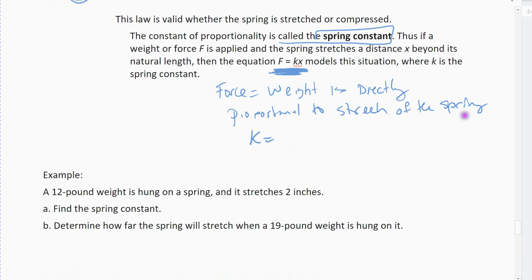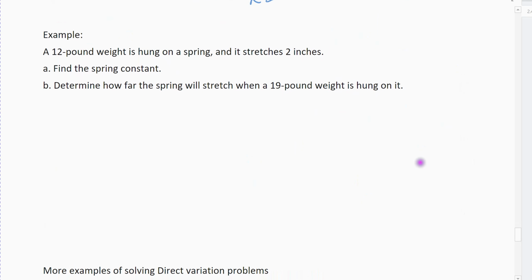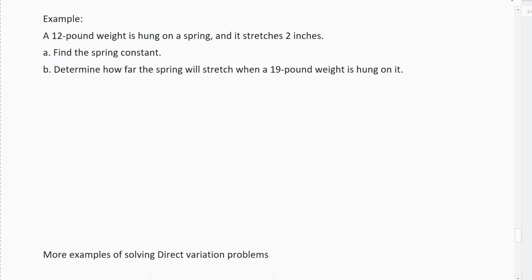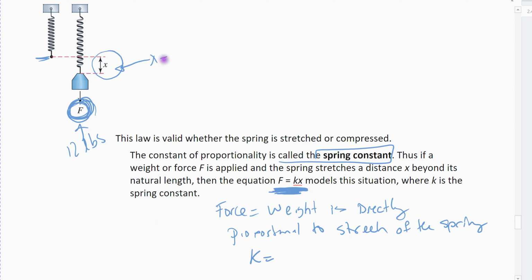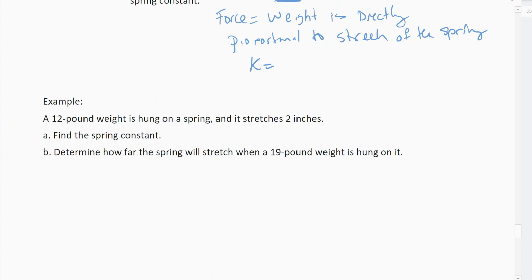And so we're just going to do some simple examples. So suppose a 12-pound weight is hung on the spring, and it stretches it 2 inches. So again, this force up here would be 12 pounds. This X would be 2 inches. That's what it would be. So it's taking 12 pounds to pull that spring down 2 inches. Find the spring constant. Well, that's the K value. Find the K value and then use it.